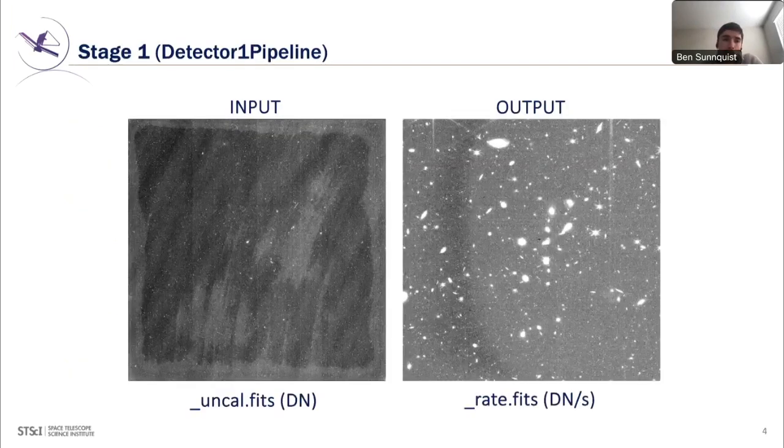So for the stage 1 pipeline, your input is going to be an uncalibrated ramp in units of counts, and the output is going to be the rate.fits file in units of counts per second.